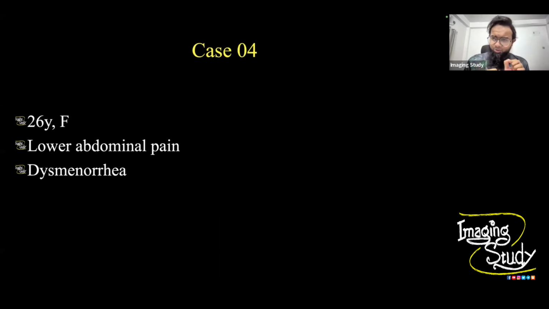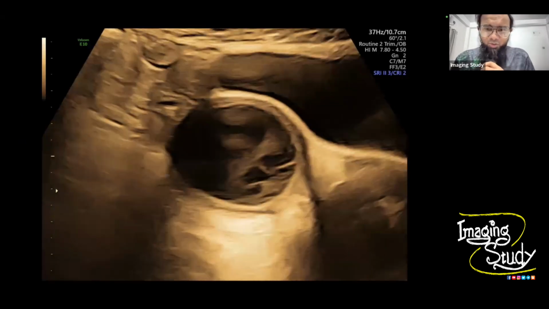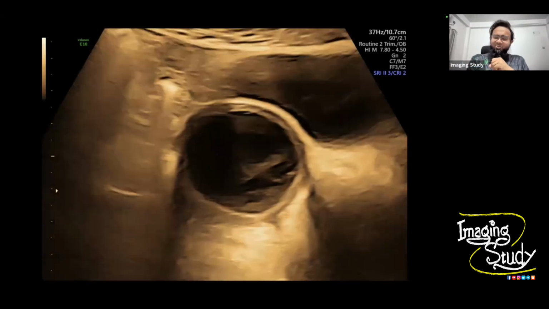So this time I'll show you case number 4, which is a very small one, and then I'll jump into another big case. So this is a 26-year-old female patient who came with lower abdominal pain and dysmenorrhea. Let's see what we have got on ultrasound. Okay, so you can easily diagnose this one, I think.